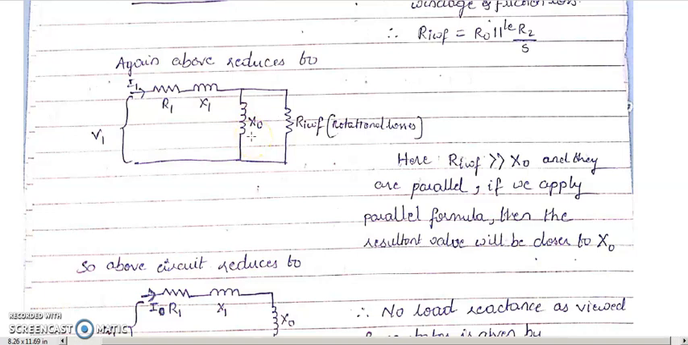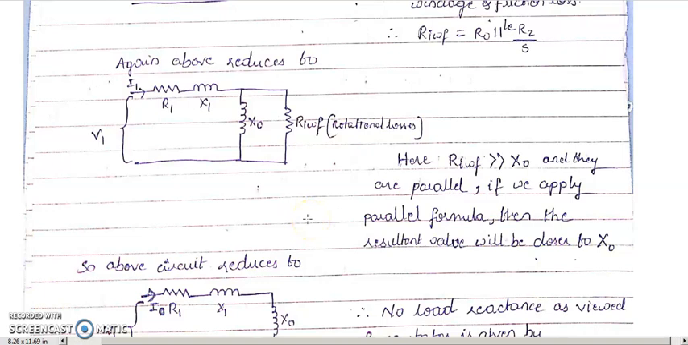You can take an example of anything. Let us consider X0 is equal to 1 ohm, whereas the RIWF value is 2 ohm. If you do 1 ohm parallel 2 ohm, then what will be the result? It will be 2 by 3. Yes or not? 2 by 3 is around how much?